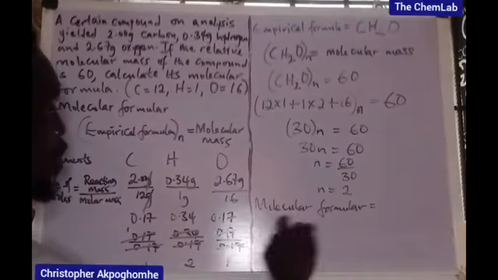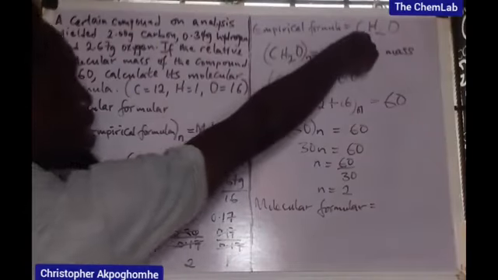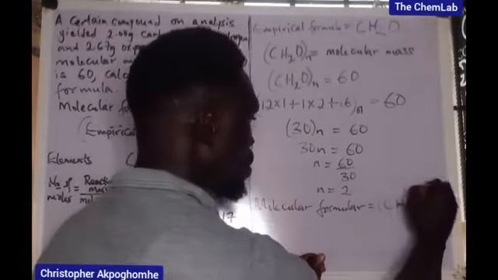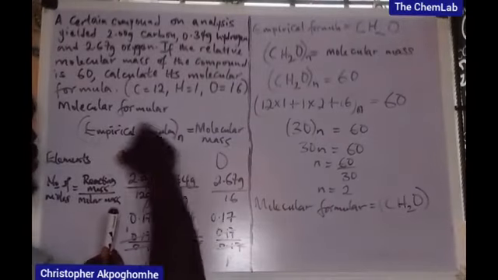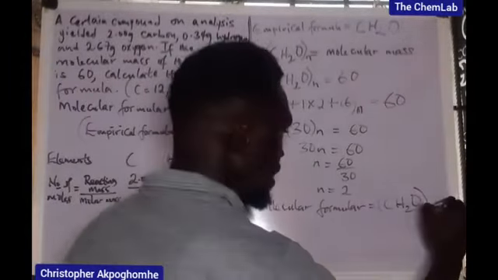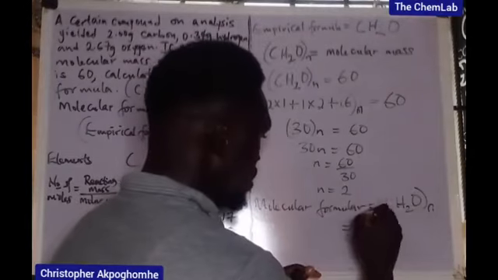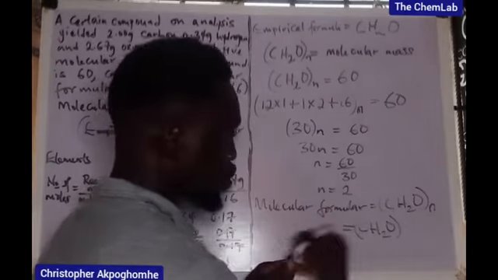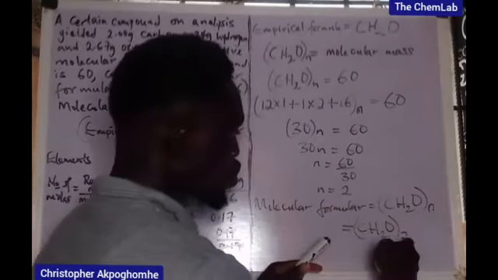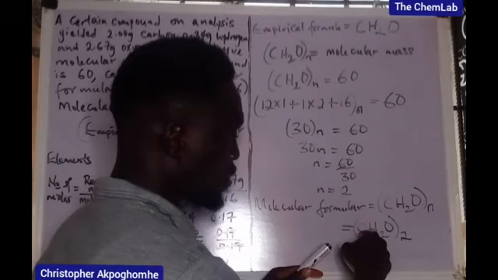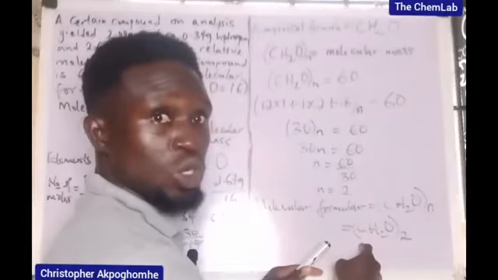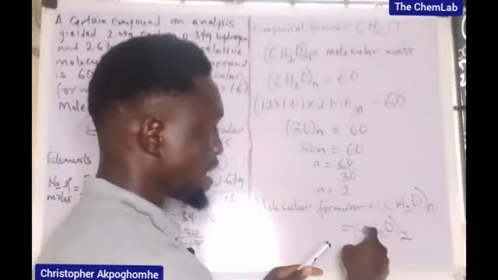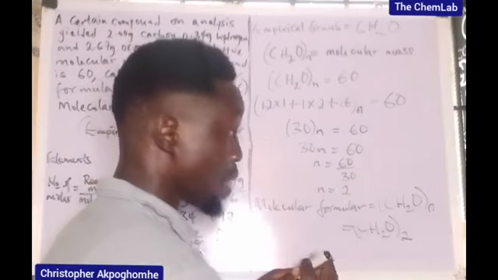So, come back, molecular formula. Now, the empirical formula we got was CH2O. CH2O. And we said we substitute n to look for the molecular formula. Now, we'll rewrite CH2O. Now, we got n to be 2, is it not? So you put the 2 here. Now, this 2 will multiply the number of atoms of each element that is in this empirical formula.